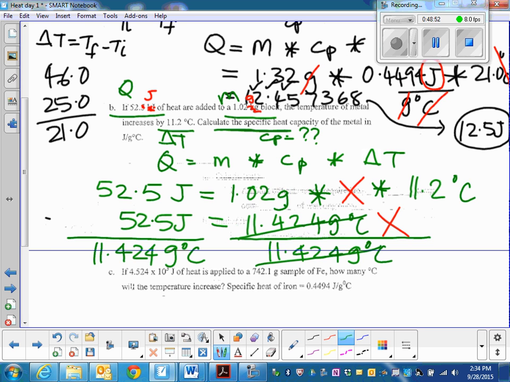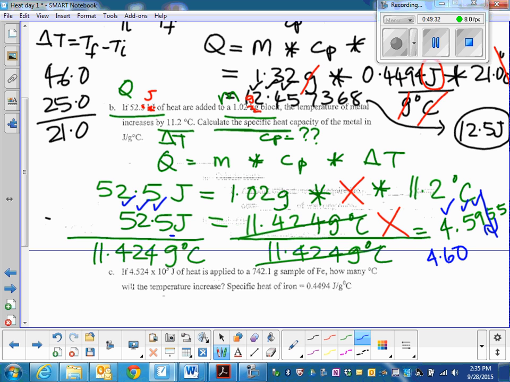So what do I do with those two numbers? Divide now. Is that right? So I got 52.5 divided by 11.424. And what do we get? My answer, X equals 4.5955 and so on. How many sig figs must I round my answer to? 3 sig figs. So 1, 2, 3. So I'm going to round to 1, 2, 3. So what will this number become?